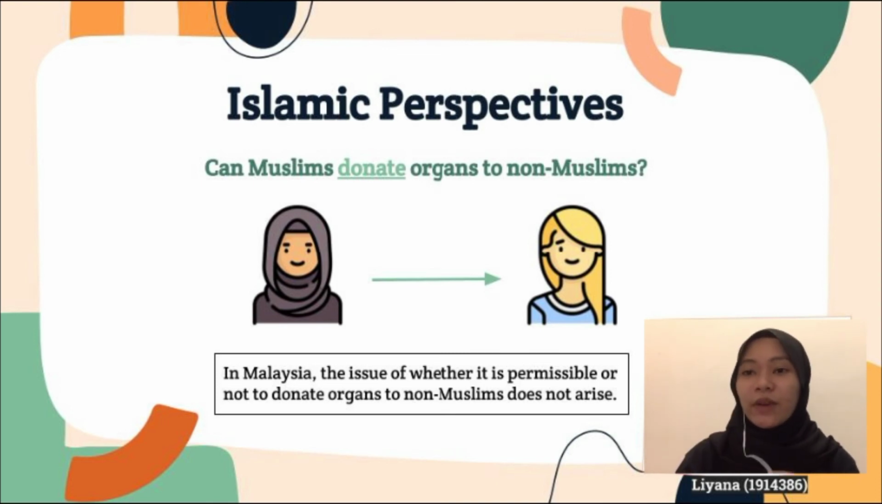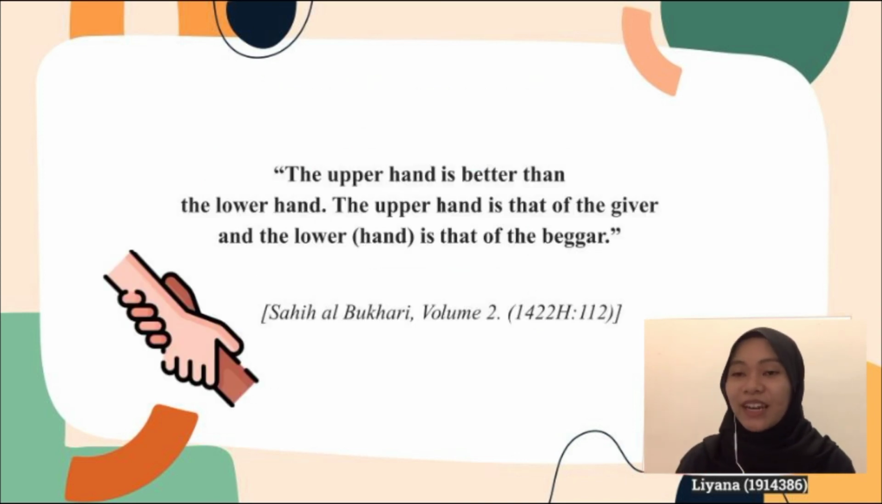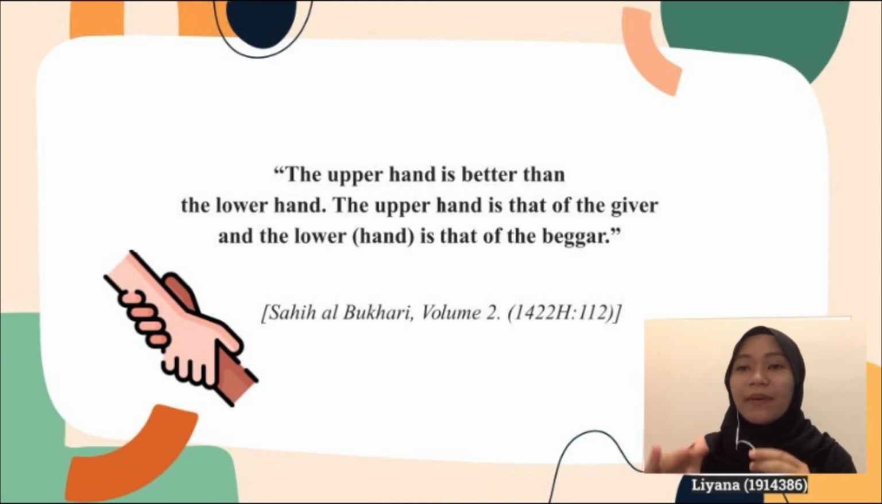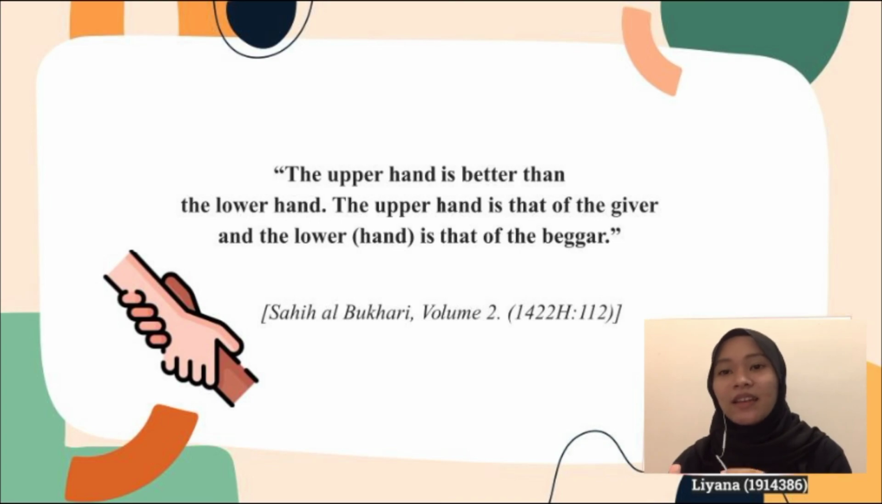So going back to the question, in Malaysia, the issue of whether it is permissible or not to donate organs to non-Muslims does not arise because they also should be helped when they are in need. This is mentioned in a hadith that the upper hand is better than the lower hand. The upper hand is that of the giver and the lower hand is that of the beggar. Sahih al-Bukhari.